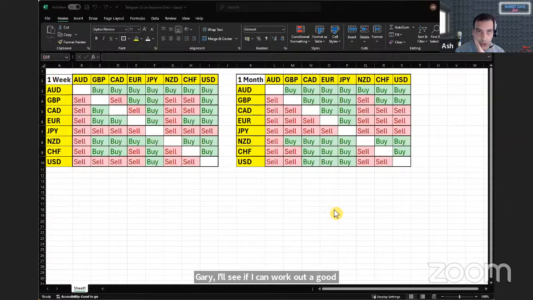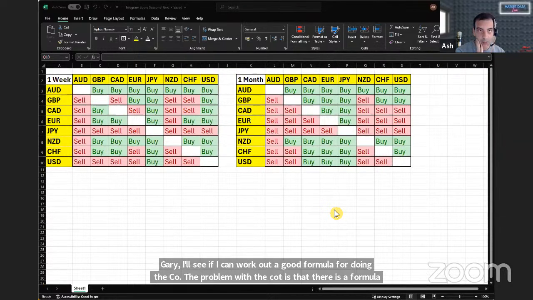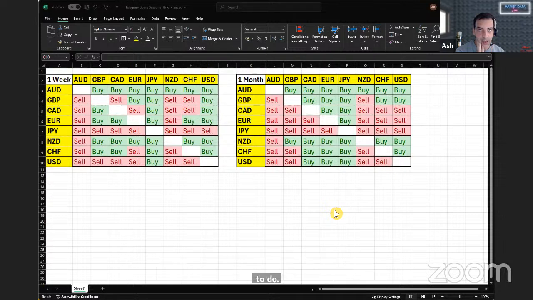The problem with the COT is that there is a formula to do, but my concern is that it's going to take a lot of time to do every single currency against each other. This is part of the same analysis when I'm bringing it all up, so it takes a little bit longer to do, but not a whole afternoon. But the COT might take a bit too long, so I'll see if I can get it a bit clearer.